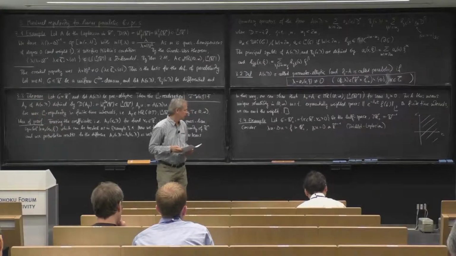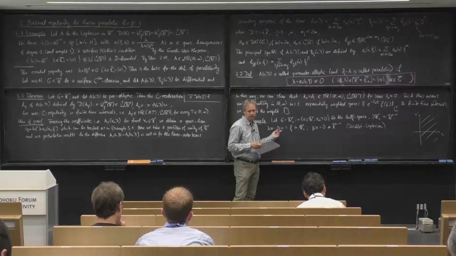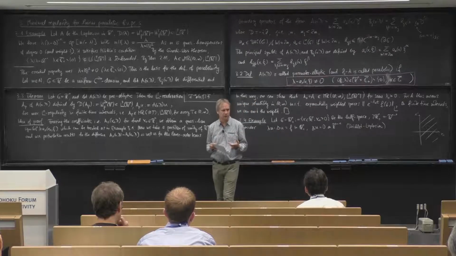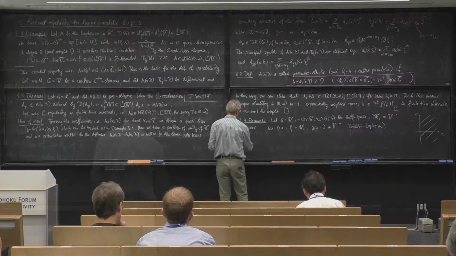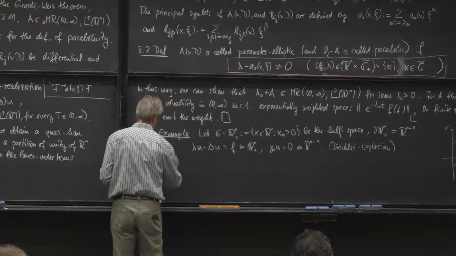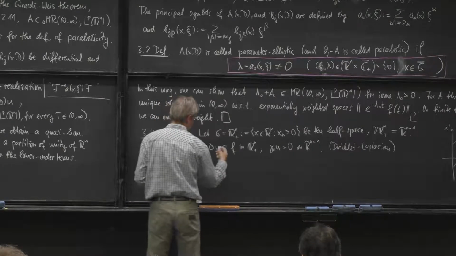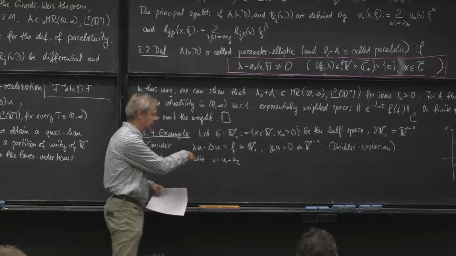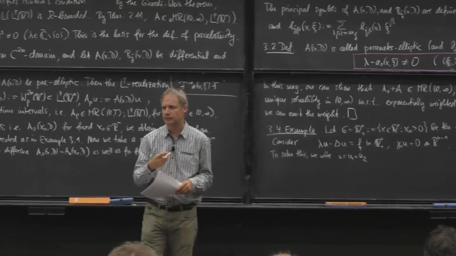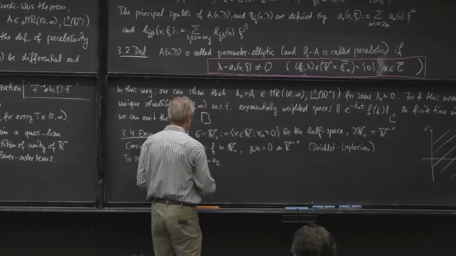So first of all, we already know how to solve the Laplacian in the whole space. And this is the first thing I do. I solve it in the whole space. So to solve this, we write u as u1 plus u2. So I take the whole space resolvent and I subtract it from u. And now I have to be a little bit more careful.